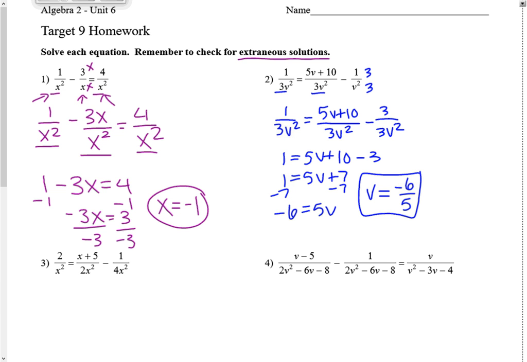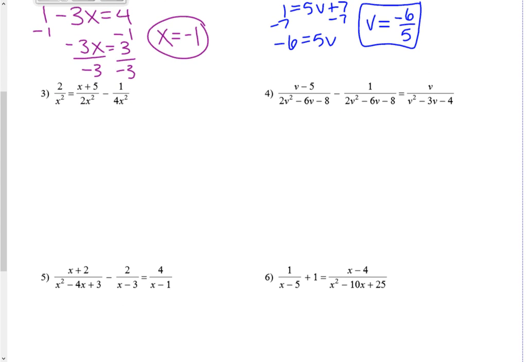Okay, looking at number 3, I don't have any fractions with a common denominator. I do notice, at least to start with, I do have x squared in all my denominators, so the only thing I need to worry about is that coefficient, our number in front. Between 1, 2, and 4, my least common denominator I'm going to have to use is 4. So I'm going to multiply this first fraction by 4 over 4. I'll multiply the second one by 2 to get that 4 in the denominator.